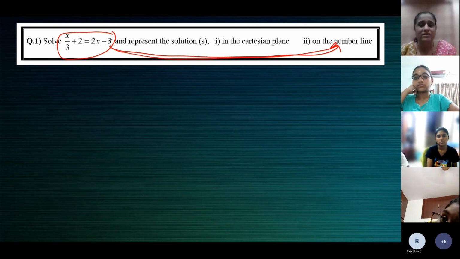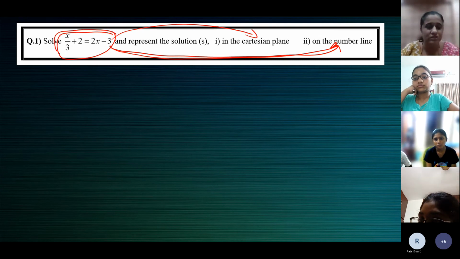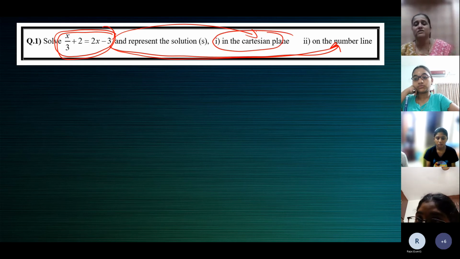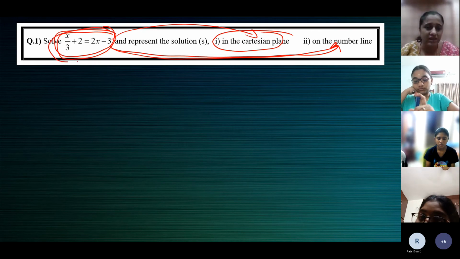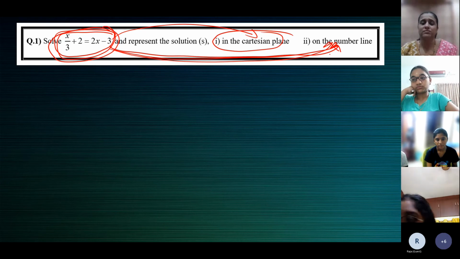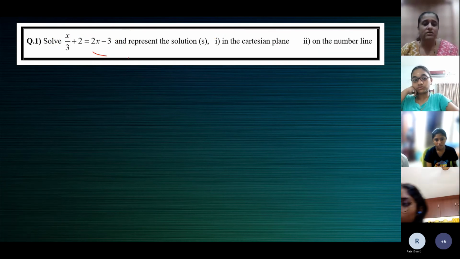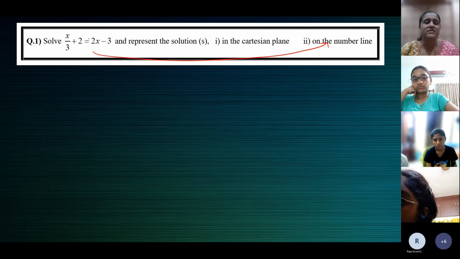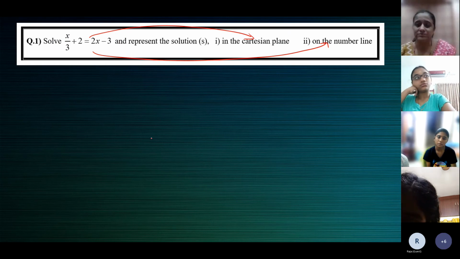Now they want you to represent the solutions on the Cartesian plane also. That means they want you to treat this equation in one variable as an equation in two variables. That means I want you to introduce y, make an xy table, plot the 3 points, and get the straight line in the Cartesian plane. So this is a linear equation in one variable x. Treat it as a linear equation in one variable x and represent the solution on the number line. Also, treat this as a linear equation in two variables x and y and represent the solutions on the Cartesian plane.